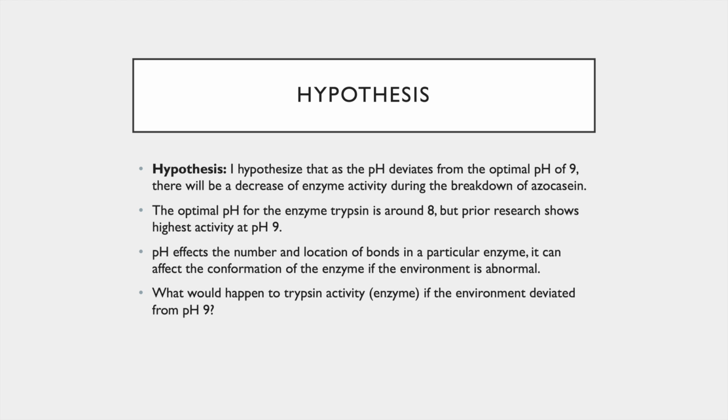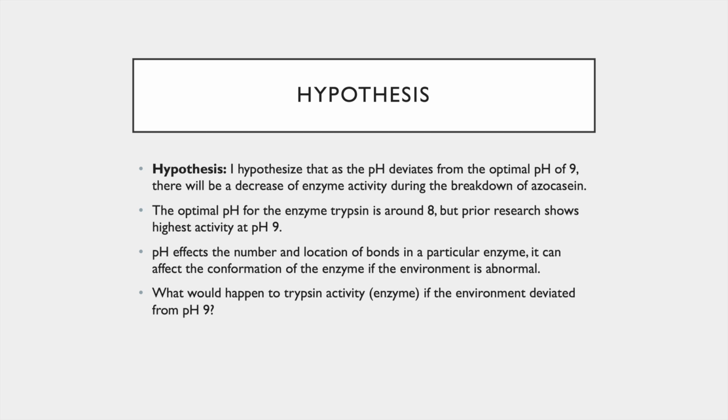For this experiment, I hypothesized that as the pH deviates from the optimal pH at 9, we will see a decrease of enzyme activity during the breakdown of azocasein. Studies have shown that the optimal pH for the enzyme trypsin is around 8, but prior research I have done shows its highest activity at pH 9.